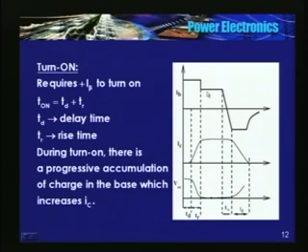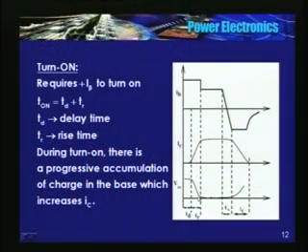But then why should IB be reduced after T on? Why can't you maintain the same IB? If you maintain the same IB, the transistor may go deep into saturation. So that has to be avoided. Why that is to be avoided, we will study in the turn-off process.